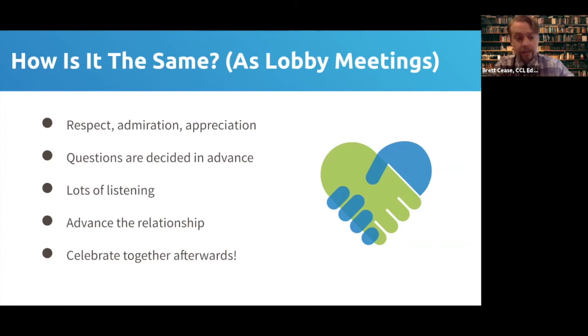The last two areas, obviously, continuing to strategically think how to advance the relationship. That's going to be key, and build on that, and then also just have a chance to celebrate afterwards.